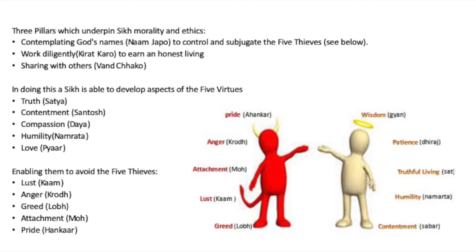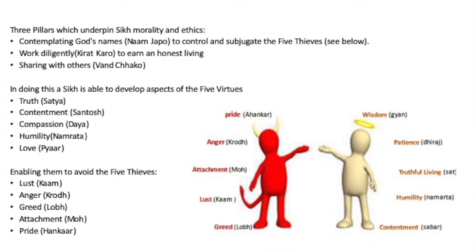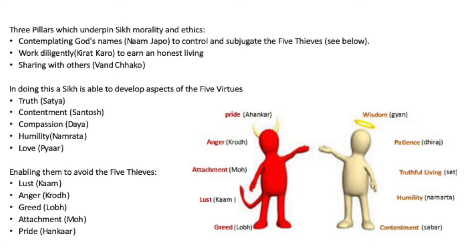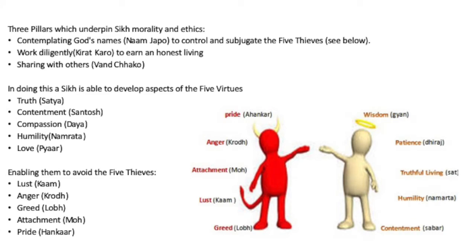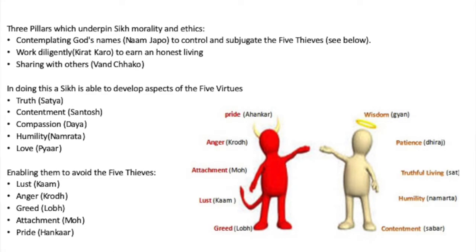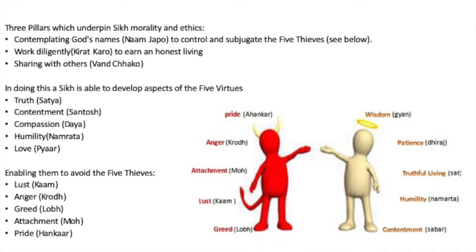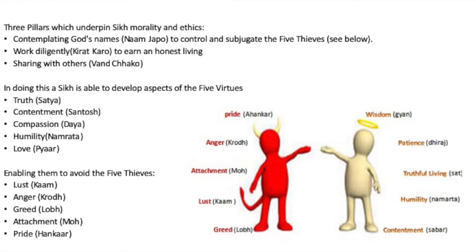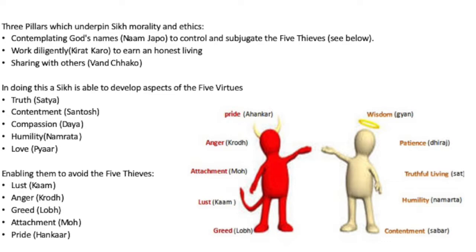So the three pillars. There's contemplating God's name, Nam Japo or Nam Simran, to work diligently and earn an honest living. A Sikh will have a specific approach to life, and it will affect the jobs that they choose to do. That doesn't mean they can't do normal jobs, but it will just be an honest job. So I have a friend called Bobby Singh, and he is a computer specialist. He's still earning an honest living, but he's not cheating anybody, he's not lying, he's not going through all of those things. And then sharing with others, which is Vanda Chako as well.